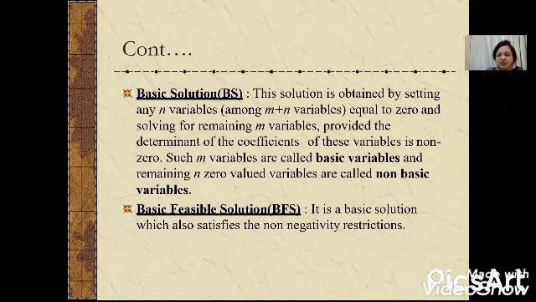A basic solution is the solution obtained by setting any n variables among the m plus n variables equal to 0 and solving for the remaining m variables, provided the determinant of the coefficients of these variables is not 0. Such m variables are called basic variables, and the remaining n zero-value variables are called non-basic variables.